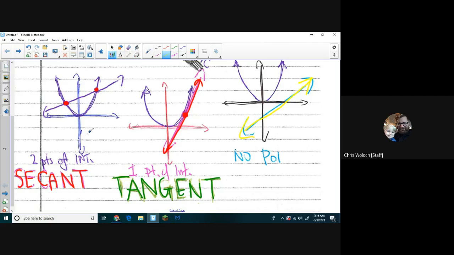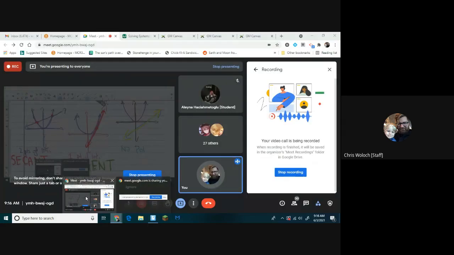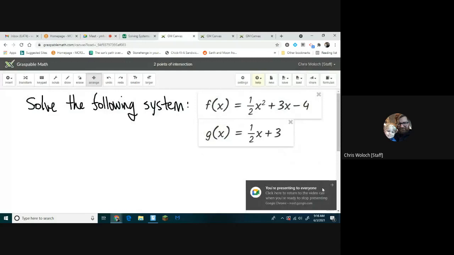All right. So I'm just going to go to another screen for myself. This is a site that I've used before. It's called Grassable Math. I'm just using it as a notepad, but it also has some interactive mathematical capabilities. We're going to look at an example where I solve a system, and this is going to give me 2 points of intersection. I'll give you a sec just to write that down, and then I'm going to solve the question in this space.